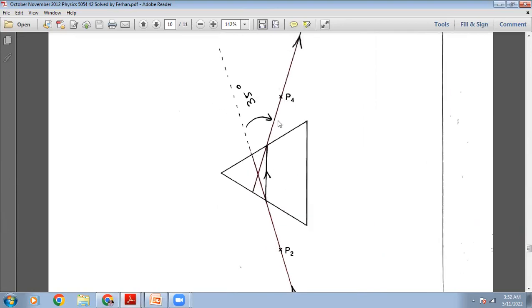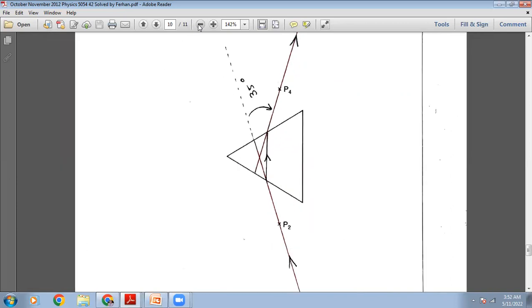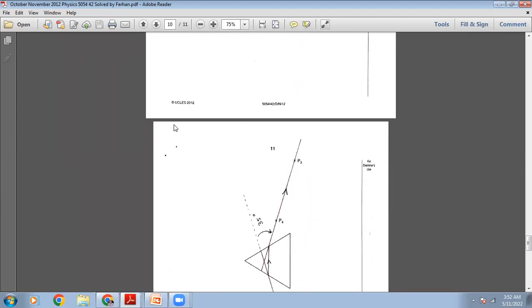You see, this is the emergent ray, this is the incident ray. So join this point and this point with each other, this black line, that is the actual path of the light in the prism. So this is the point of incidence and this is the point of emergence. Just join them with each other. So this shows the path of the ray of light inside the prism, this black line. I hope you understand. So now it's more visible.